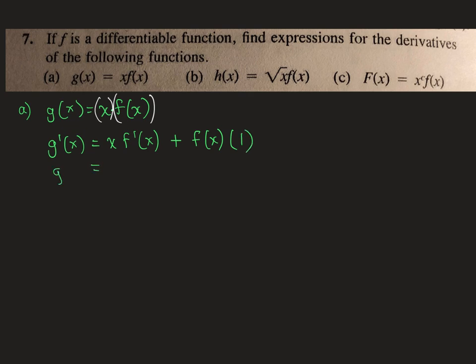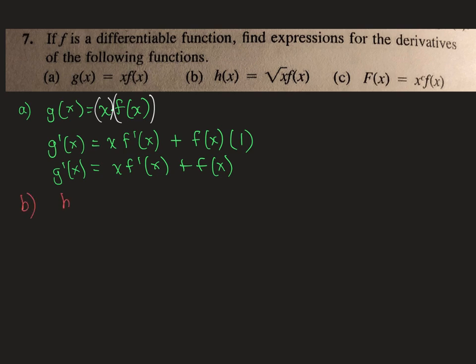And we can just clean that up a little bit, meaning we don't need the multiply 1 at the end. But other than writing it as g prime of x equals x f prime of x plus f of x, not much else you can do. That would be the answer. All right, let's take a look at B.